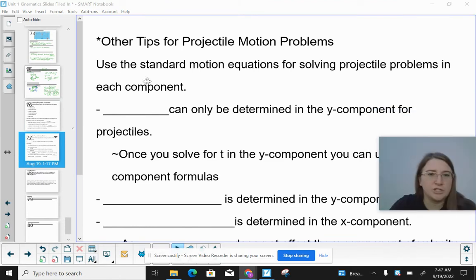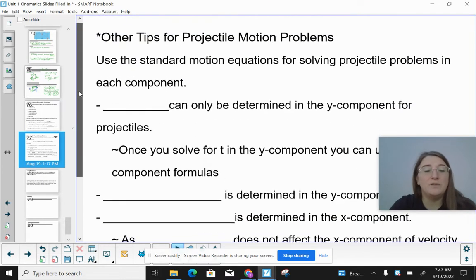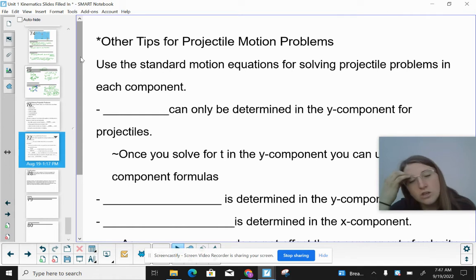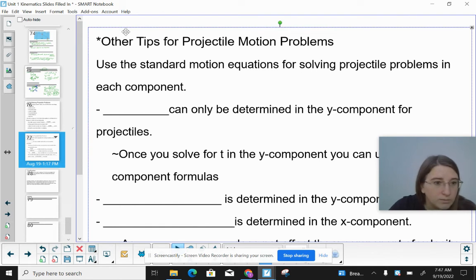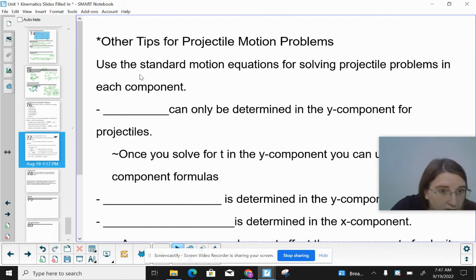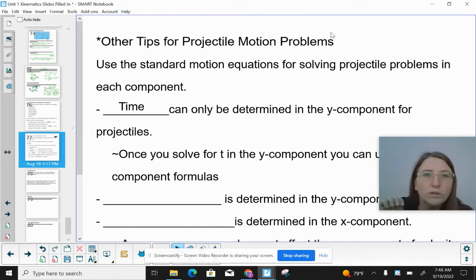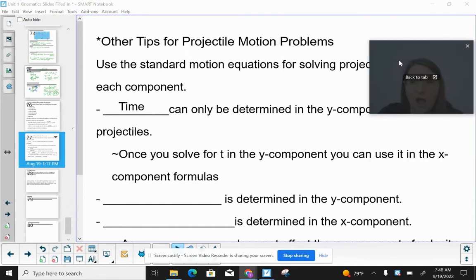Okay, so other tips for projectile motion problems. Depending on what you're trying to find, you might look at just the x component or just the y component. For example, time can only be determined in the y component, because if we throw something, it's not going to hit the ground if there's no gravity, right? And gravity only acts in the y component. So to find the time of flight, you only look at the y component.